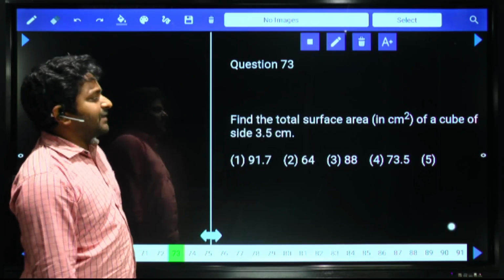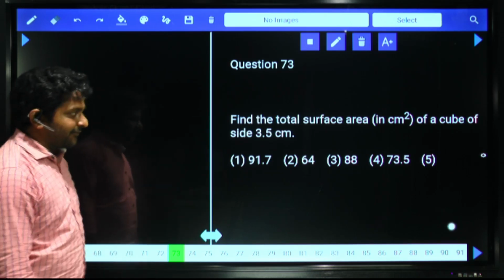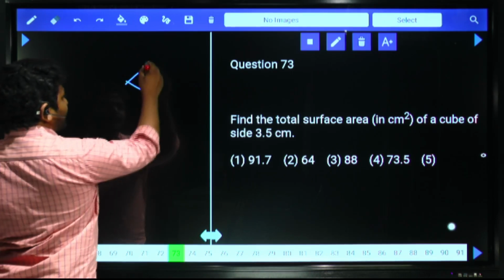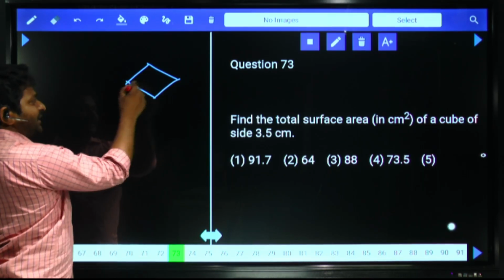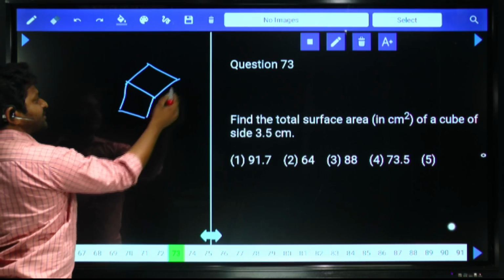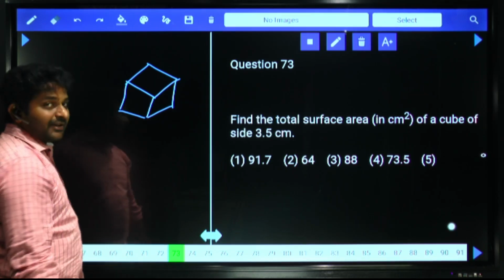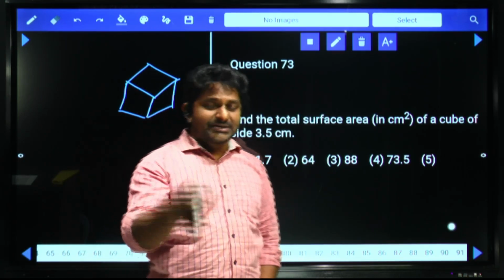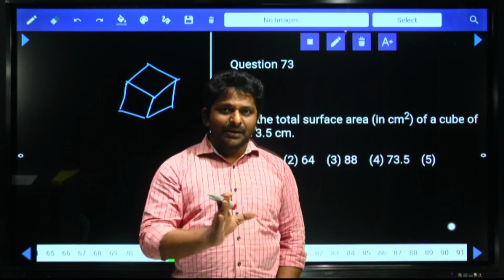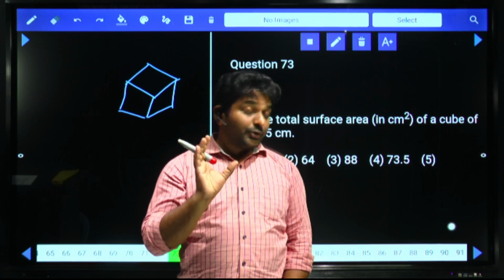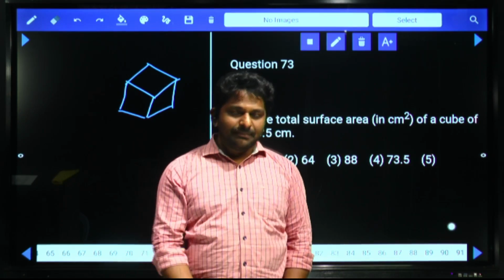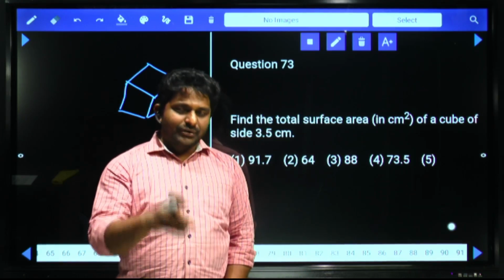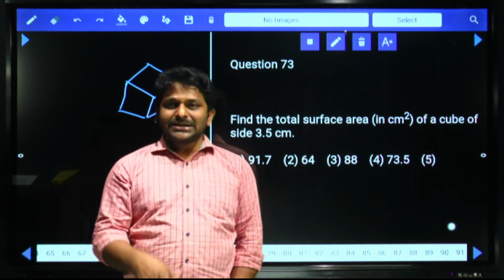Find the total surface area of the cube of side 3.5. Total surface area of the cube. A cube is a 3-dimensional figure where every side is a perfect square. How many sides will be there? You can take as the best example the room in which you are sitting. But of course, your room will be in cuboid shape, because length and breadth will be different. If length and breadth measurements are equal, you can treat the room as a cube.